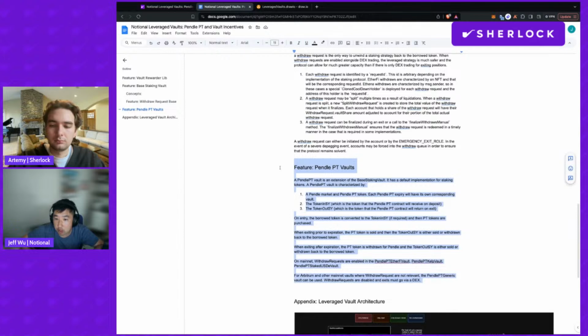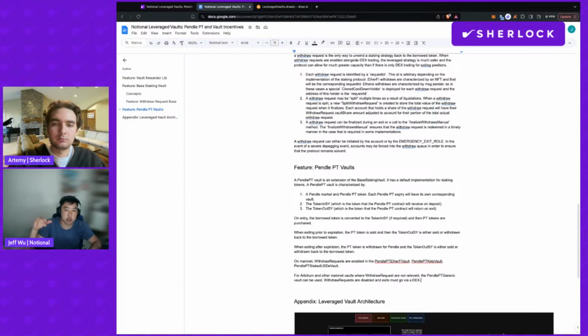And the last thing we'll call out here is the Pendle PT vaults. The actual implementations that we're probably going to go live with after this audit are going to be allowing exposure to Pendle PT tokens. Each Pendle PT token will have a very defined expiration date. And so we'll be matching one vault to one PT token, one PT expiration date.